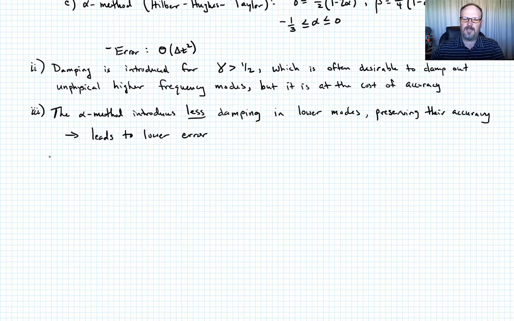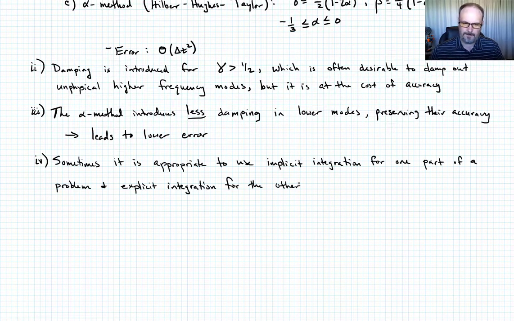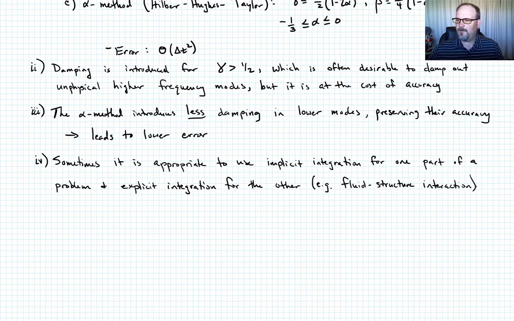The last thing I want to say is about something called operator splitting. Sometimes it's appropriate to use different kinds of integration in the same problem. You might want to use implicit integration for one part of the problem and explicit integration for the other, for example in a fluid structure interaction problem. Whenever we have part of the problem with implicit and part with explicit, this is called operator splitting, or sometimes just mixed time integration.